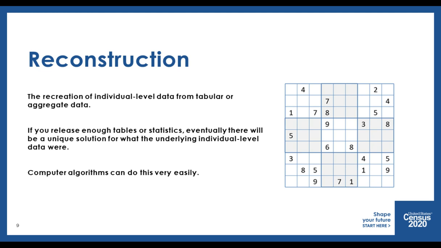In fact, aggregate tabular data can often be thought of like a giant game of Sudoku. With Sudoku, if you have enough numbers pre-populated into the grid, there is one and only one solution to the puzzle. When you publish enough data tables, eventually there is one and only one set of individual level records that could have yielded those published tabular results. While it might have seemed unthinkable a decade ago, computer algorithms can now perform these reconstructions of individual level records from aggregate tabular data quite easily.